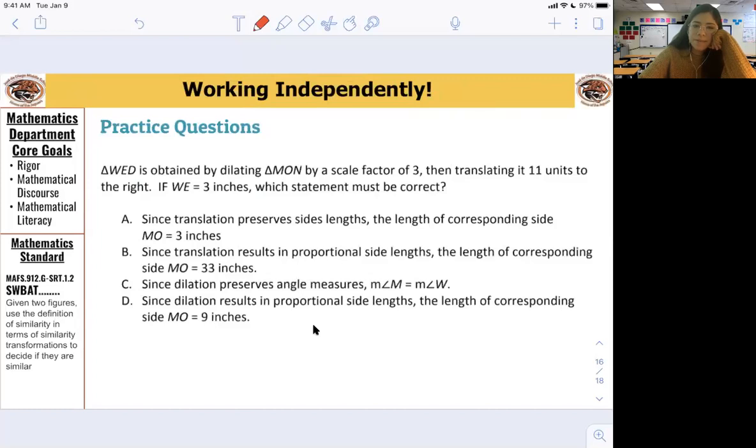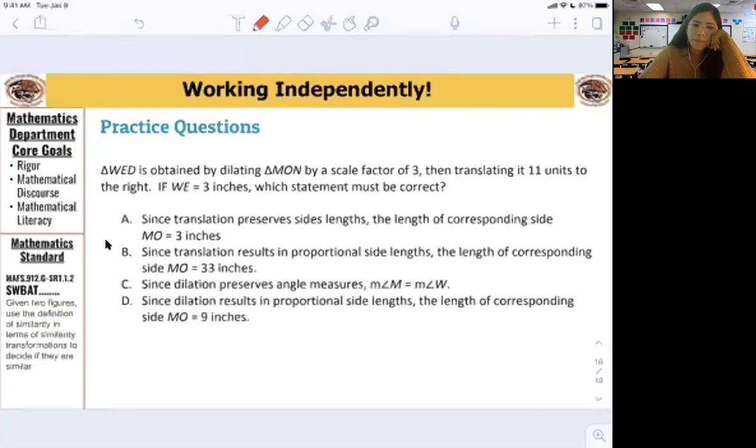Triangle WED is obtained by dilating triangle MON by a scale factor of 3, then translating it 11 units to the right. If WE equals 3 inches, which statement must be correct?